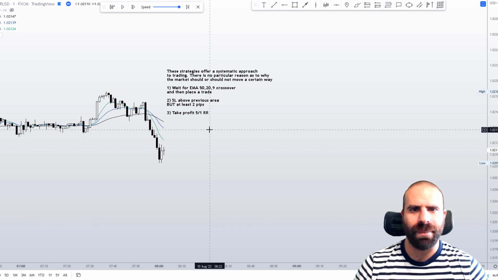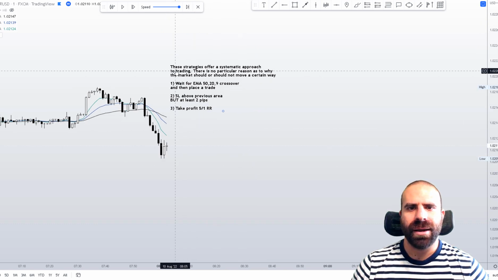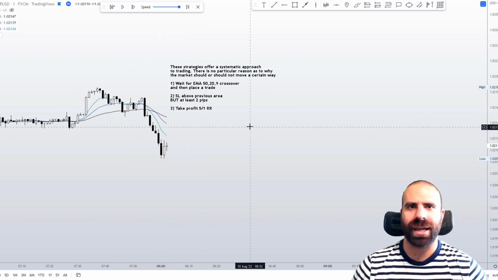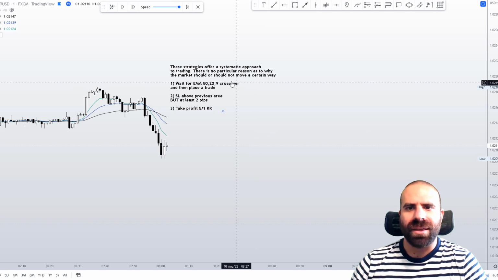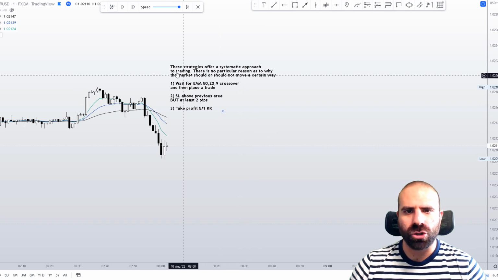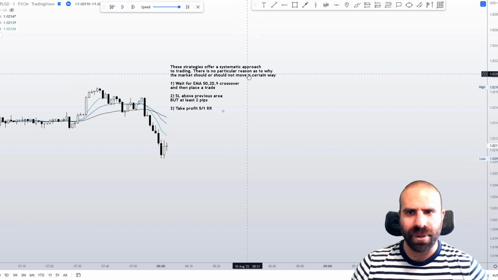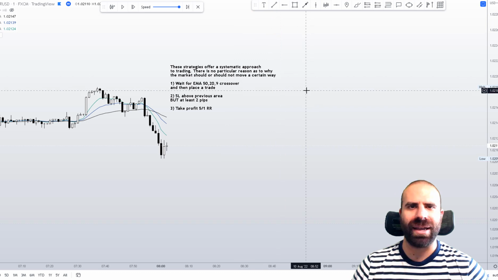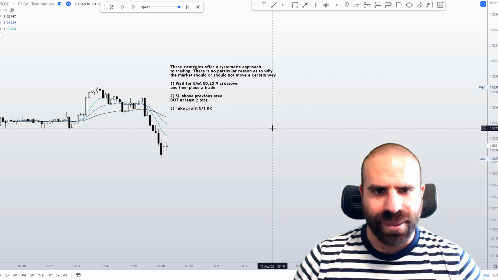But here we go to my first point, as you can see right here, that these strategies that I'm showing, especially those using indicators, even the other ones that have a systematic approach, they offer a systematic approach to trading. There is no particular reason, you have to remember that, as to why the market should or should not move a certain way. So, let me explain what I mean by that.